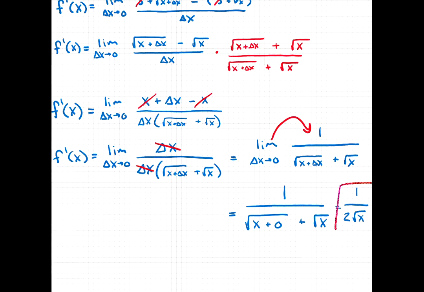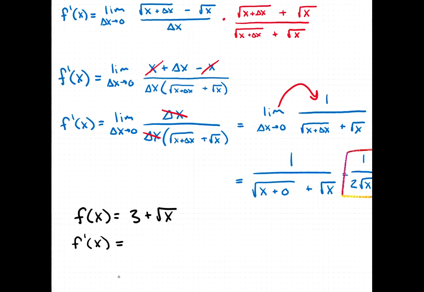Okay, and that does it for this problem. So when f of x is equal to 3 plus the square root of x, we have the derivative f prime of x is equal to 1 over 2 root x.